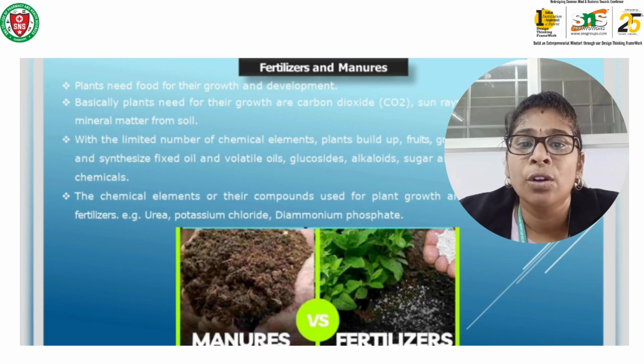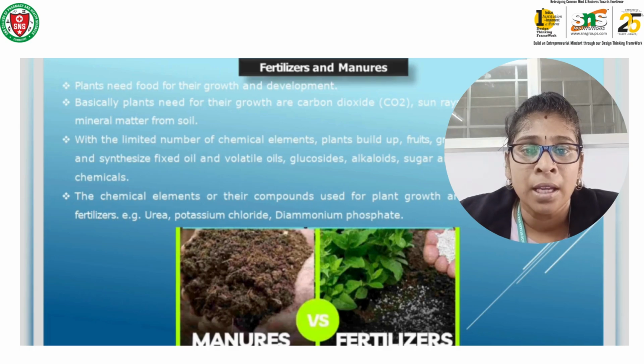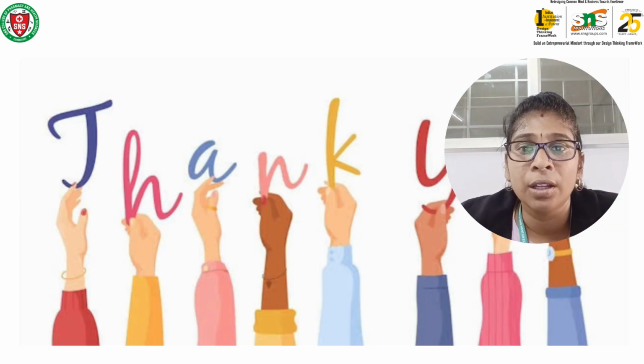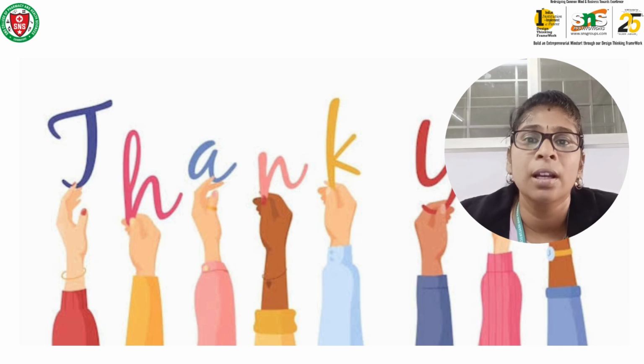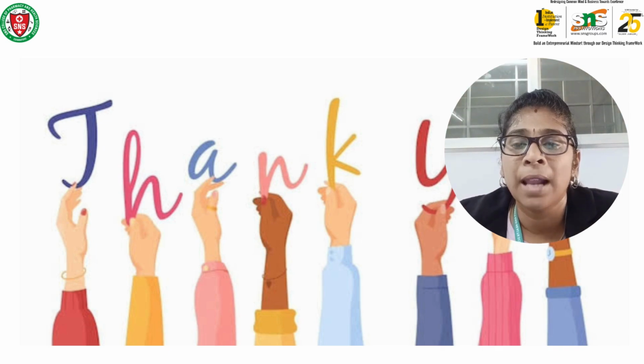And the chemical compounds used for plant growth are urea, potassium chloride, diammonium phosphate, etc. And the most commonly used fertilizer is NPK. So this is about the factors that are affecting plant growth.